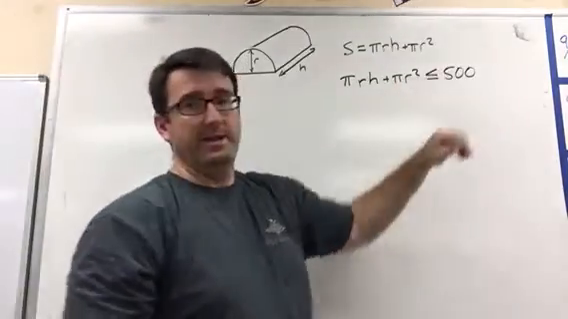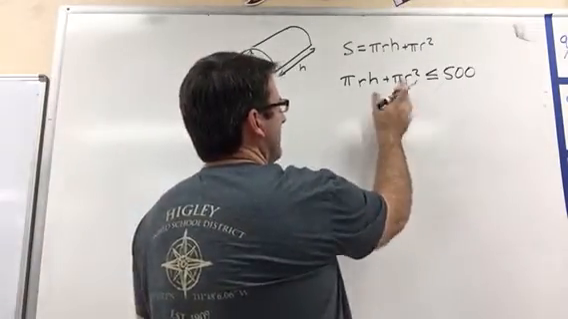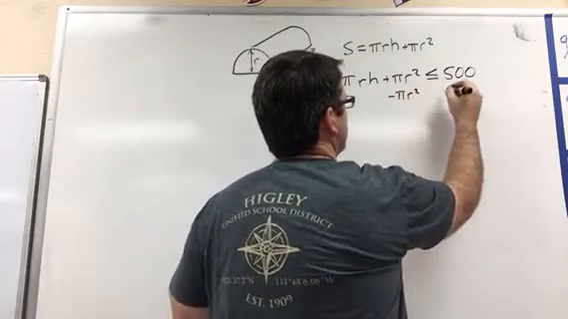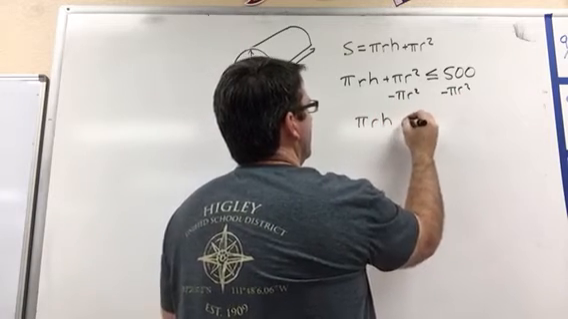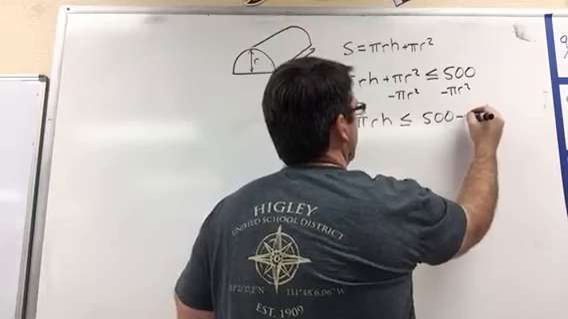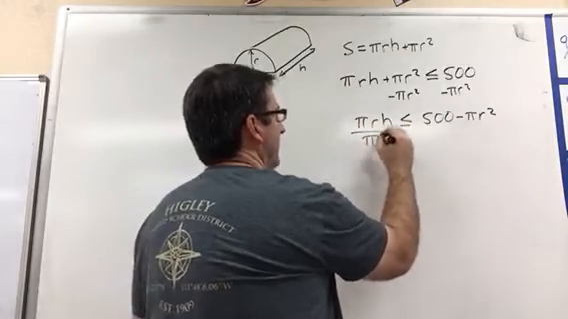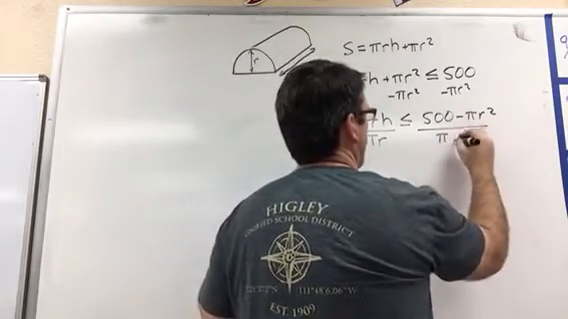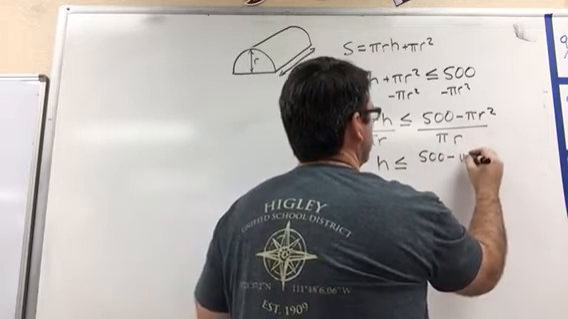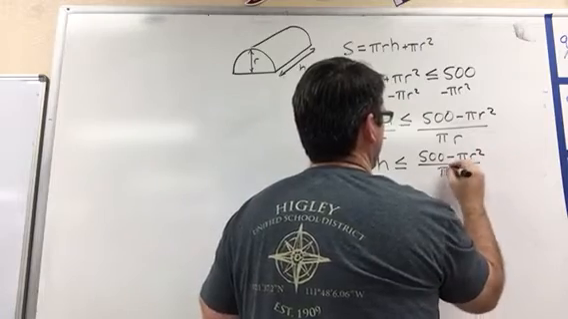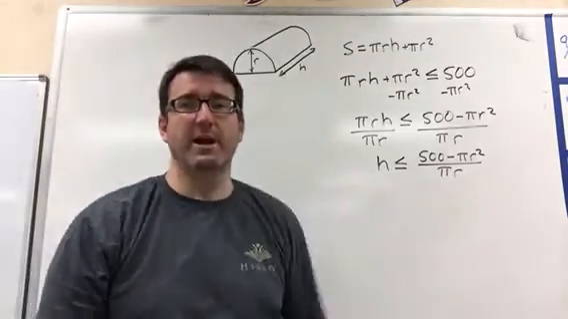So now let's solve for h, and that'll give us an expression for h in terms of r. So we subtract pi r squared from both sides. So we're left with pi r h is less than or equal to 500 minus pi r squared. All right, now let's divide both sides by pi r to get h by itself. And we're left with h is less than or equal to (500 minus pi r squared) divided by pi r. All right, so that's our expression for h in terms of r.